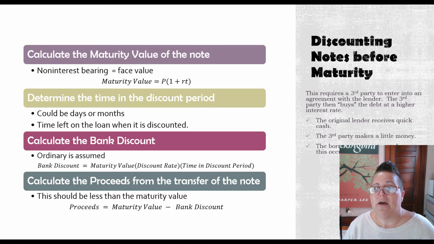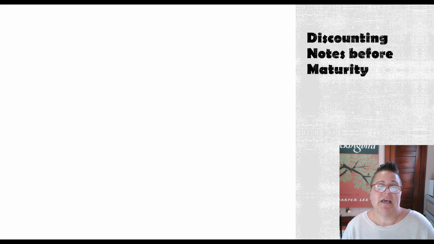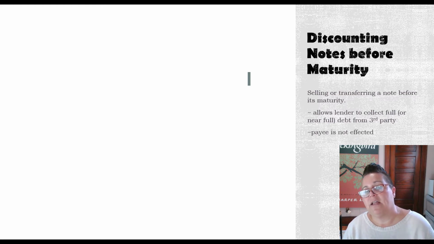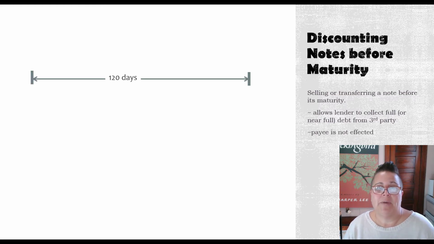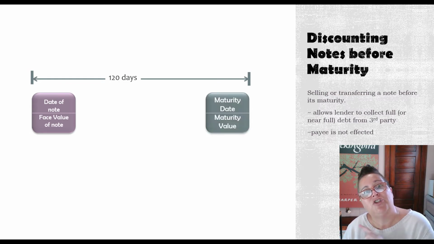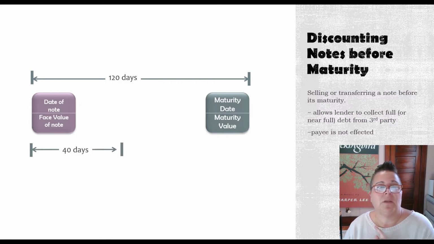One thing I wanted to talk to you about is how do you know the discount period? So in order to calculate the discount period, let's be clear. The discount period only happens when you sell or transfer a note before maturity. It allows the lender to collect the full or nearly the full debt, and the payee is not affected. So we had 120 days. Those 120 days have two parts. They have the date of the note, which includes the face value of that note. And then we have the maturity date of the note. So day one and 120 days later, we have the maturity value.